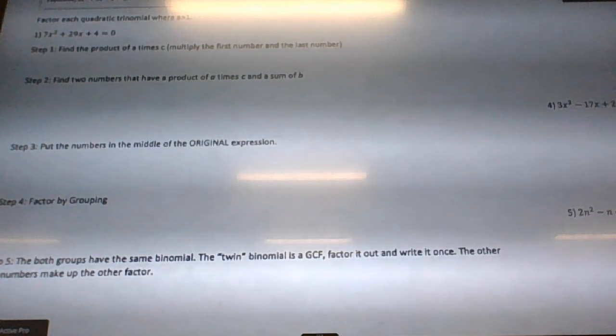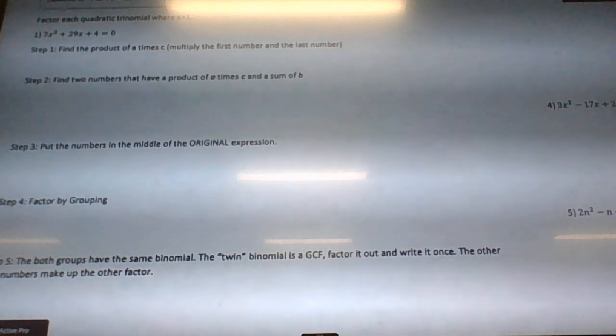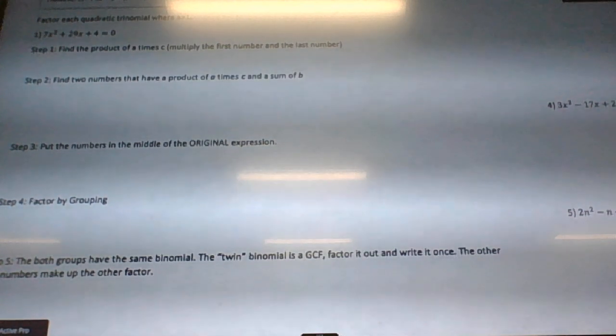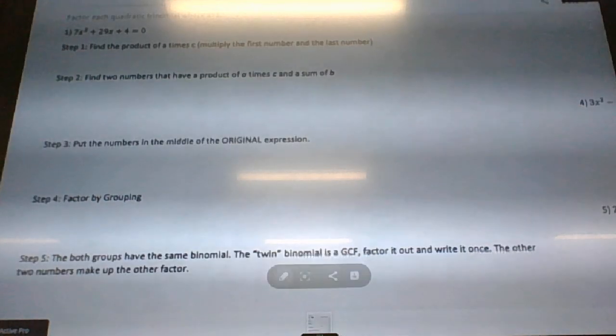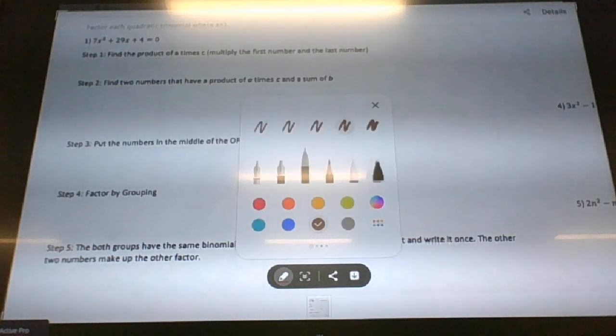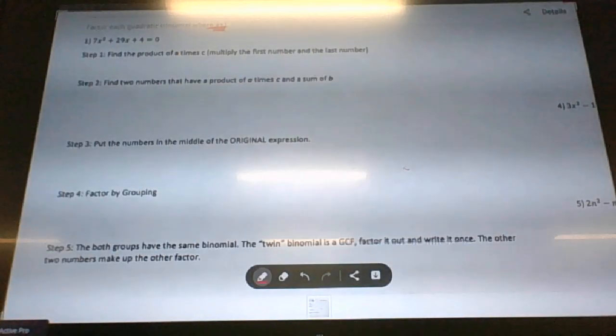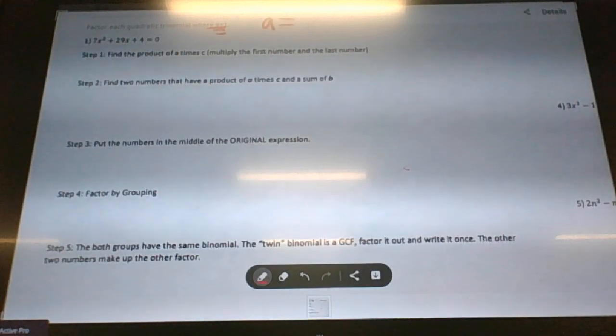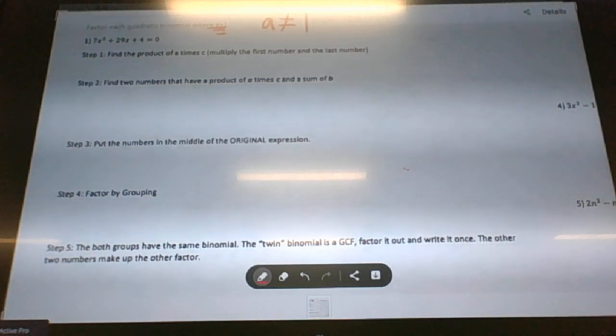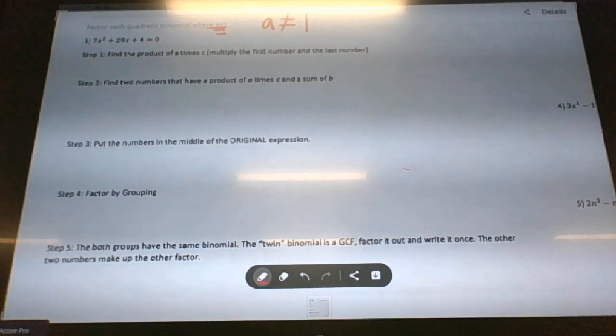Armando, when do we do this process? When, where, how, why, and how. So this is when you do it. This is when A doesn't equal 1. You have to use this process. Armando, what is step 1?